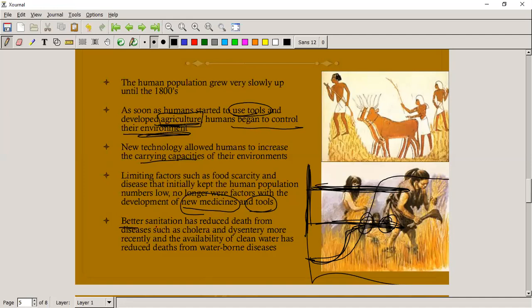Better sanitation as well has reduced death from diseases such as cholera and dysentery. And more recently, the availability of clean water has reduced the deaths from waterborne diseases.